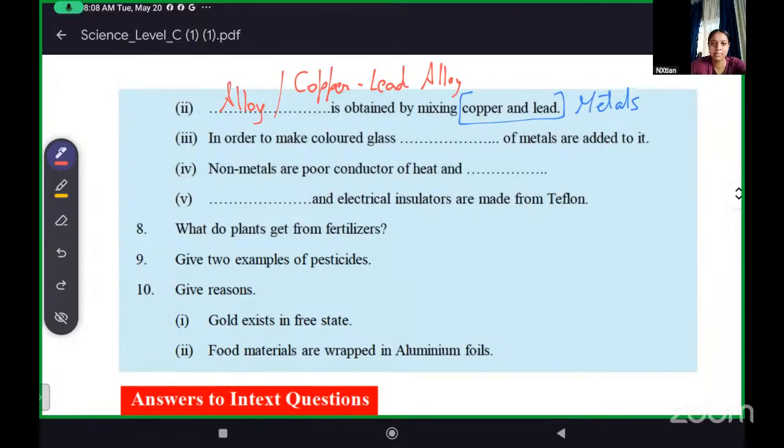For colored glass, salts of metals are added. Salts of metals are added to make it. And what are these salts of metals called? What are they known as? They are known as metallic salts.